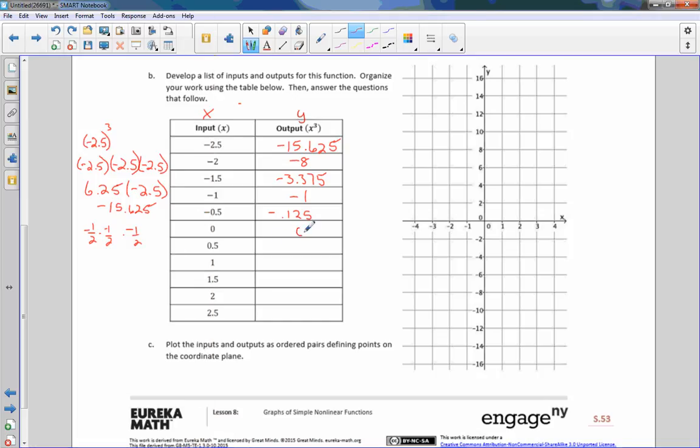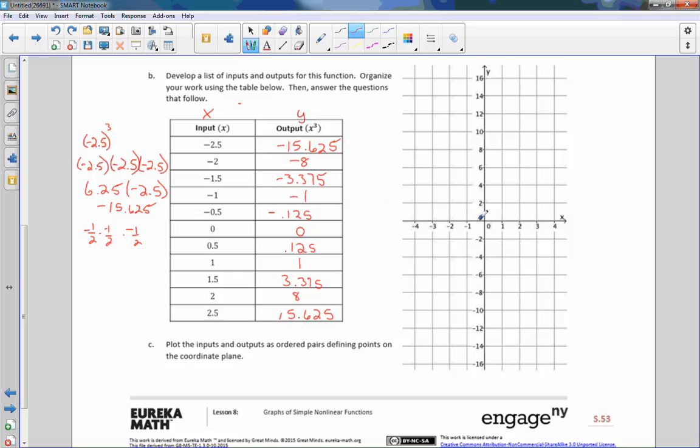0 times 0 times 0, 1/2 times 1/2 times 1/2. I already did this. It's here. It's just the sign's positive now. 1 times 1 times 1. 1.5 times 1.5 times 1.5, and 2 times 2 times 2, and 2.5 times itself 3 times is, whoa, what happened? 3.375, and 8, and 15.625. Okay, now I'm going to plot these best I can.